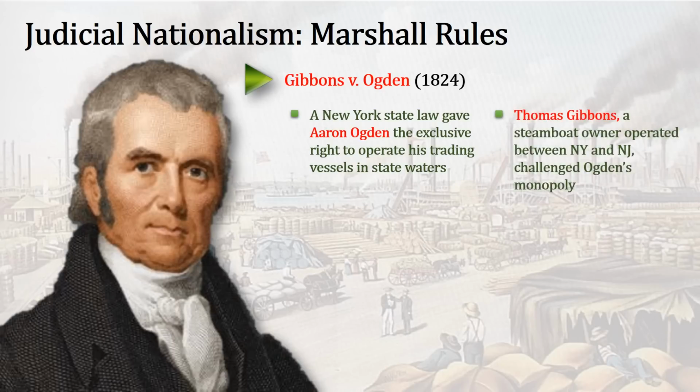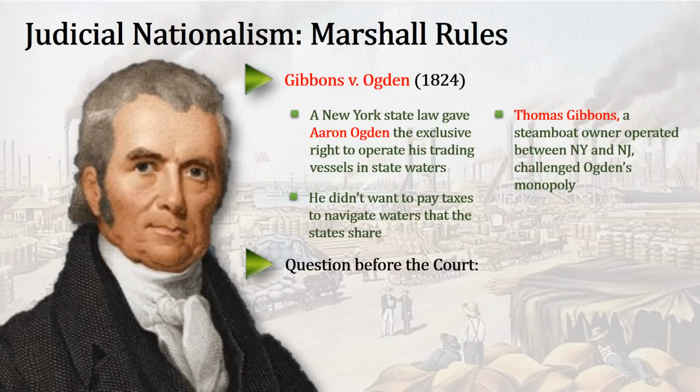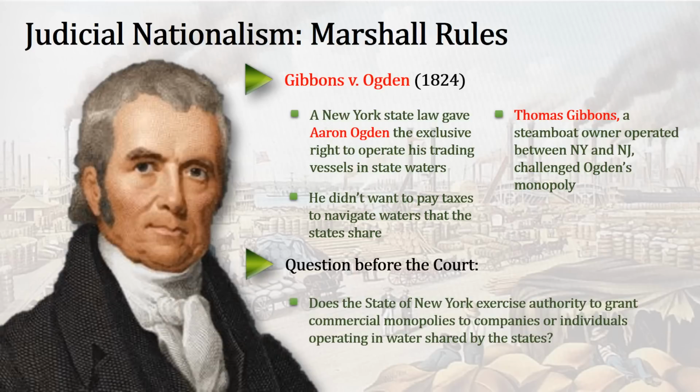Thomas Gibbons, who was another steamboat operator, operated in the waters between New York and New Jersey, and he says this isn't fair, and he challenges Ogden's monopoly given to him by the state of New York. He doesn't want to pay taxes to navigate the waters that the states should share. And so the question before the court: does the state of New York exercise authority to grant commercial monopolies to companies or individuals operating in water that is shared by the states?